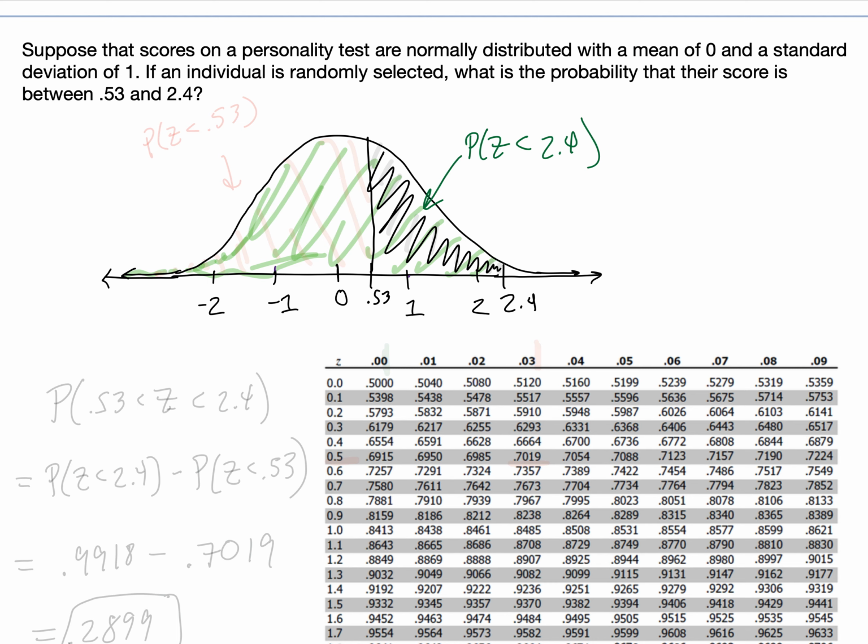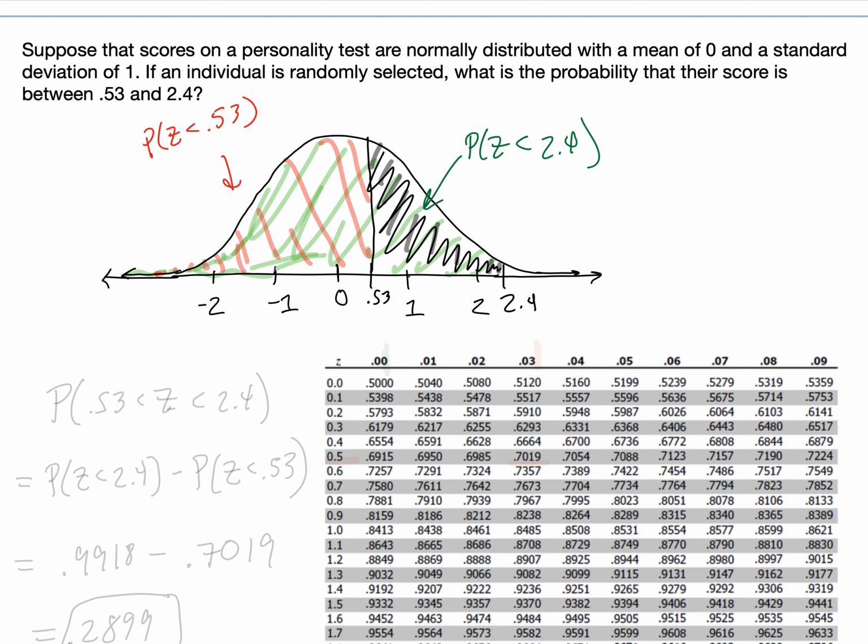And then let's say that in red, we've got the probability that z is less than 0.53. And we can shade that in red. So here is the probability that z is less than 0.53. Again, we can find each of those probabilities using the table. Table always gives probabilities in terms of less than. And what we want is this shaded piece in the middle.